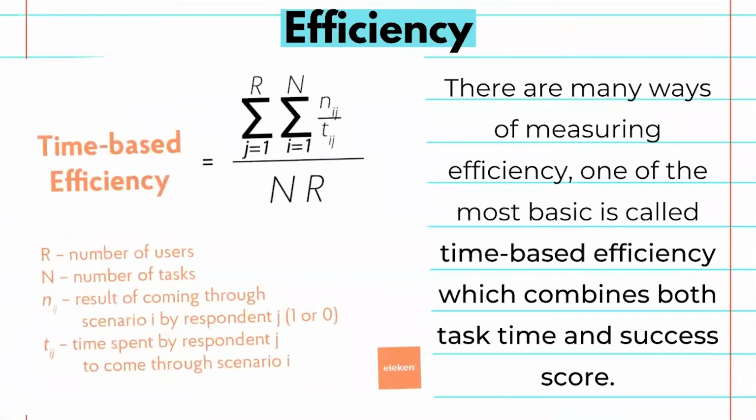Now you have efficiency. To be more specific, this formula here on the left is your time-based efficiency. There are many ways of measuring efficiency. One of the most basic is called time-based efficiency, which combines both your task time and your success score.